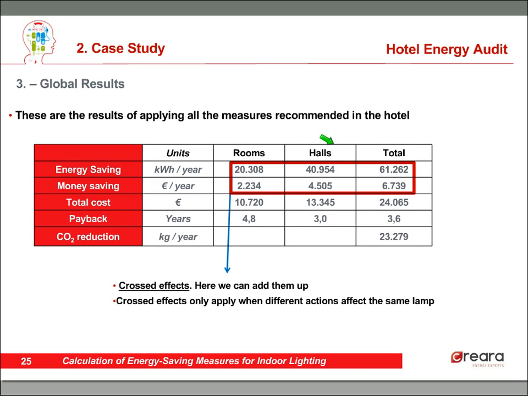Okay, cross effects only happen when we apply two or more actions in the same lamps, in the same group of lamps. Here we are talking about different rooms of the hotel. So here we can add the savings.